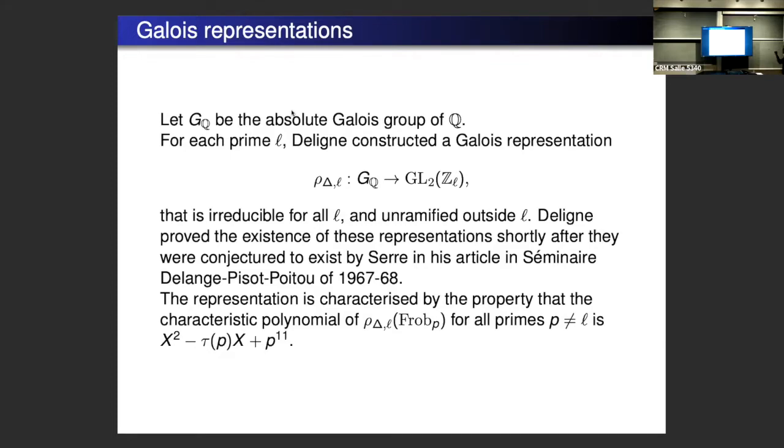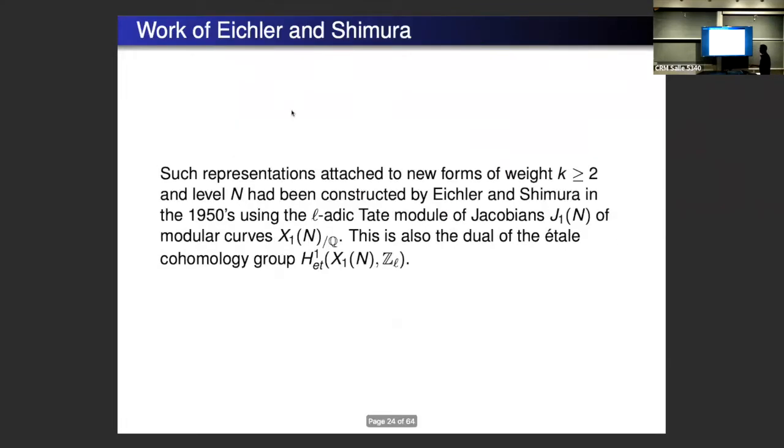So the characteristic polynomial is x squared minus tau p x plus p to the 11, tau p being the Ramanujan tau function at p, 11 being 12 minus 1, and 12 being the weight of the delta function. So this was conjectured by Serre, and once he made it, the conjecture was proved.